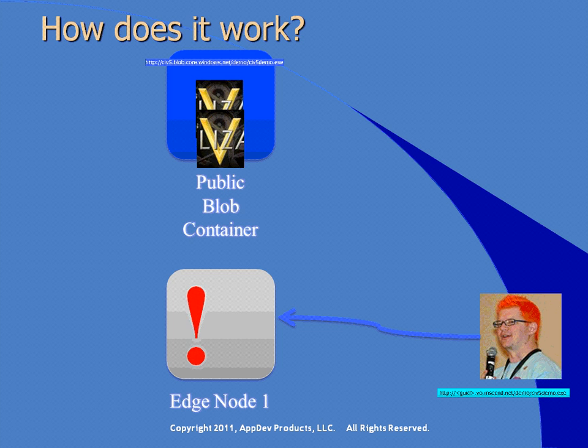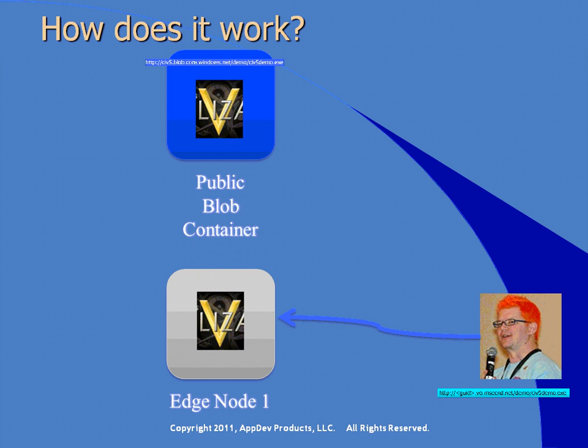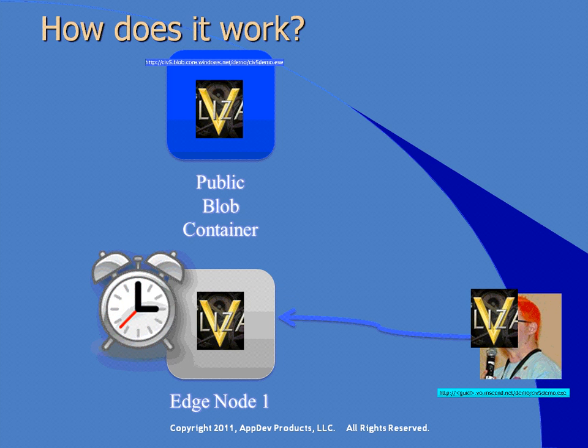So instead of hitting the public blob container, he's going to access this blob through the edge node URL. So he makes a request for the blob. That blob does not exist at the edge node, so the edge node makes a request to the public blob container for that blob and downloads that blob from the public blob container and then sends that to the orange hair guy. The edge node can then at that point either delete the blob from the edge node or make it unavailable for a specific amount of time.